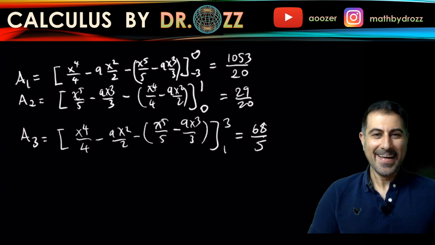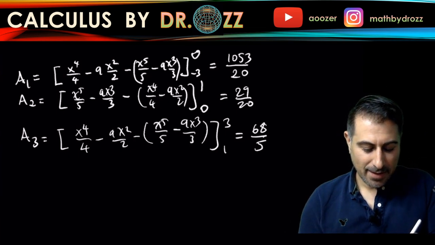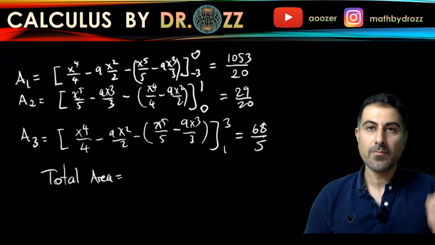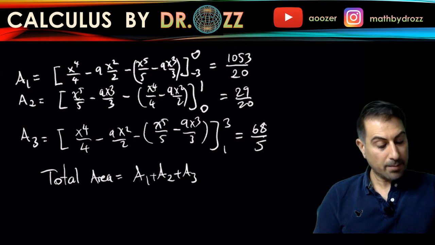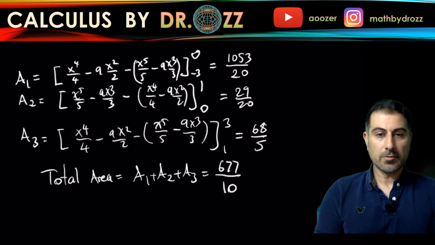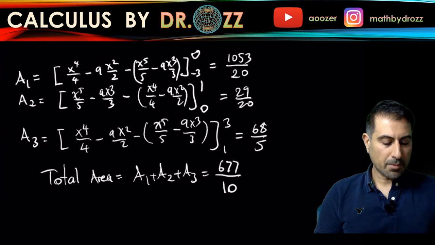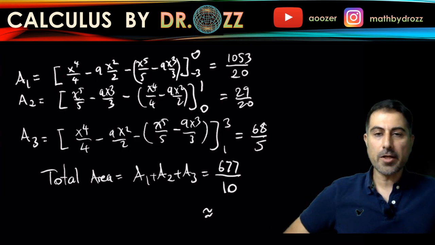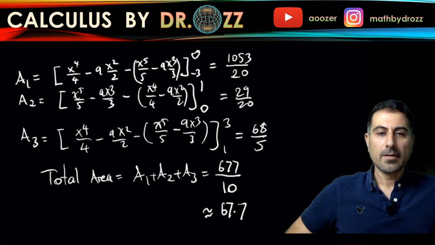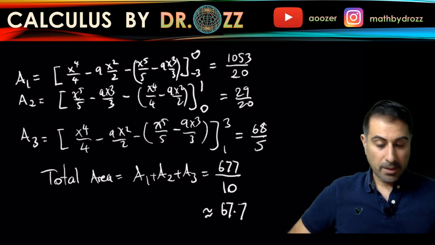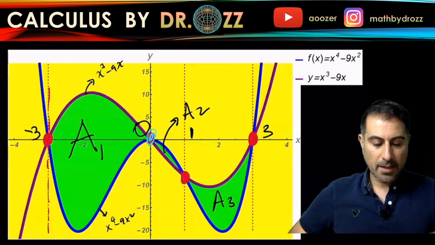All right. So the total area is the sum of these three. And this is, again, I'm just going to put in the result. You can go ahead and just use your calculator. And the question is also asking to approximate it. And let's just do that. 67.7 is the approximation of the total area. Okay. So this was a long question, and it requires a lot of different stuff.